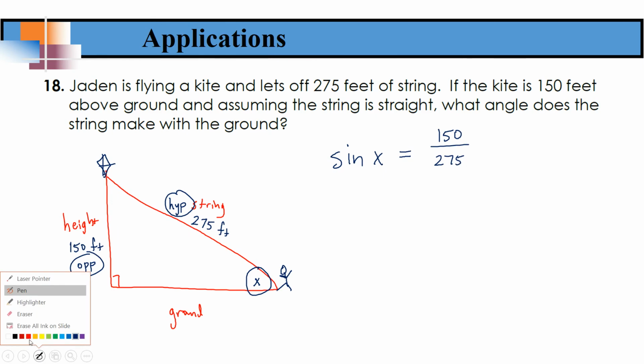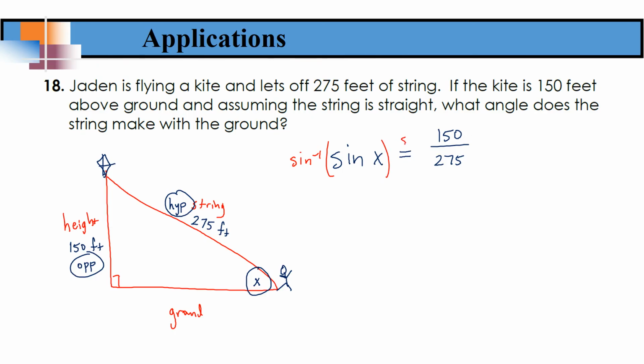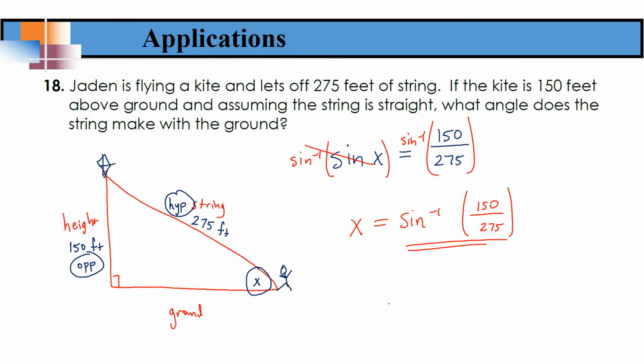Now to get x free of sine, we have to take the inverse sine of both sides of the equation. Inverse sine here, and that cancels out. So x is equal to inverse sine of 150 over 275. And you can type that into your calculator. When you do, you should find that your answer, when rounded to the nearest tenth, is 33.1. And since this is an angle measure, it's in degrees.